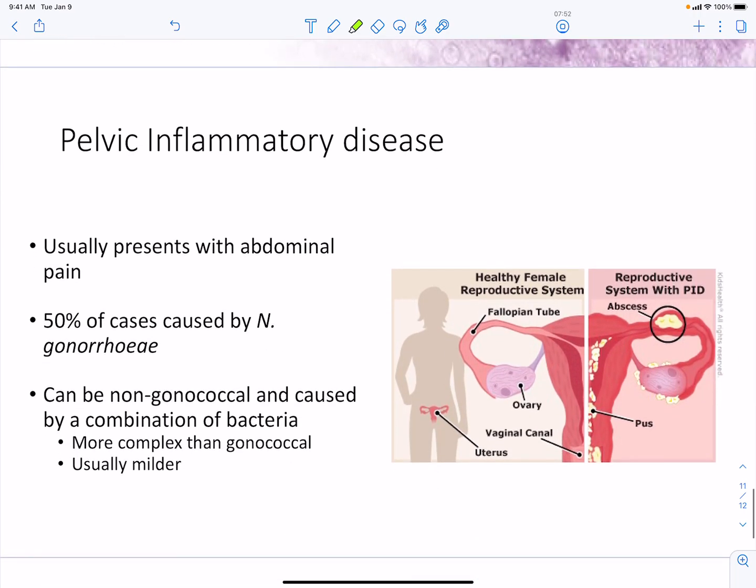And then pelvic inflammatory diseases are going to be caused mostly by Neisseria gonorrhea, or they're called non-gonococcal. Basically you're going to have an inflammation or abscess form within the pelvis, and these are going to be complicated with respect to your reproductive system, and can also cause sterility in the woman who is presenting with this. Now, if it is non-gonococcal, this can be caused by many different bacteria, and it tends to be more complicated than gonococcal. However, the symptoms tend to be more mild.